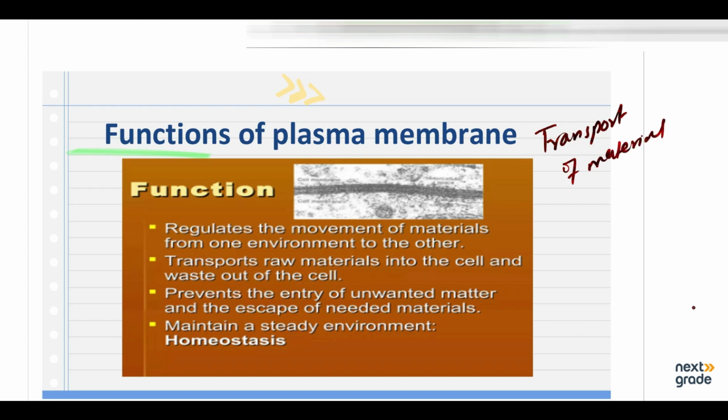Transport of material is one of the vital roles that it plays for the cell because it offers a barrier between the cell content and their environment and allows only selective substances to pass through it. Thus it is also known as differentially permeable or selectively permeable membrane.